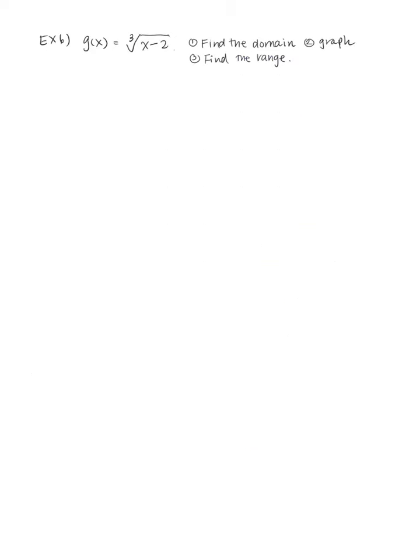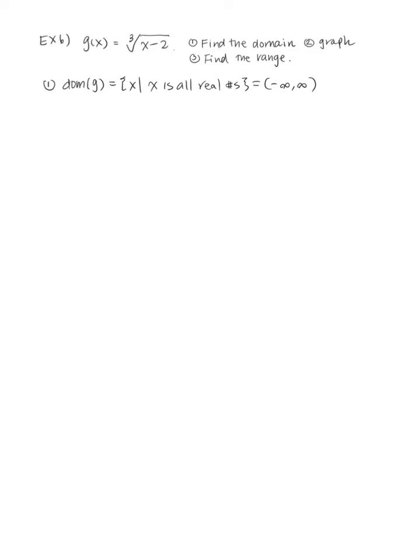Let's do another one. So we're going to do the same thing, but our function g of x now becomes cube root of x minus 2. Find the domain, graph, find the range. All right, so now let's first go with the domain. Look, we should be super happy because we're given the cube root, which is the odd root. So there's nothing for us to do. Domain is nothing but all real numbers. And interval notation will be negative infinity all the way up to positive infinity.